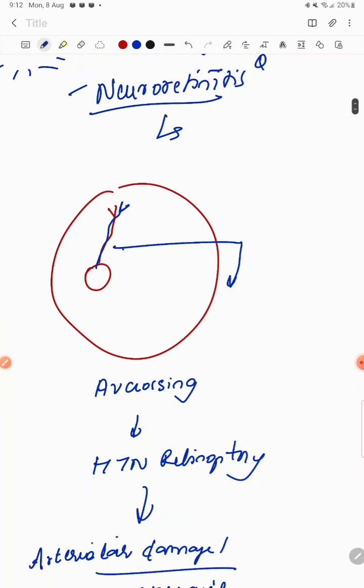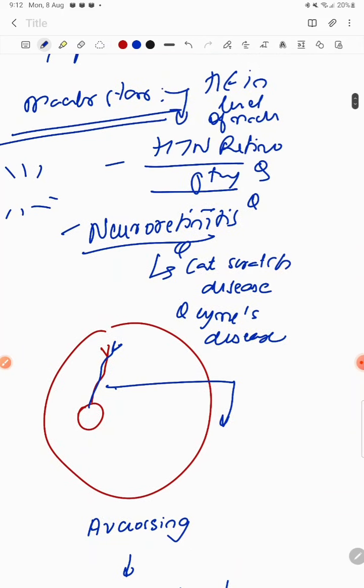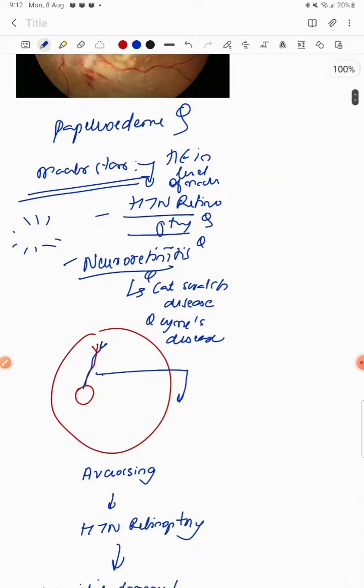Now, where does neuroretinitis occur? Neuroretinitis occurs in two diseases, that is cat scratch disease and Lyme disease. So these are the very important causes of macular star: hypertensive retinopathy and neuroretinitis.